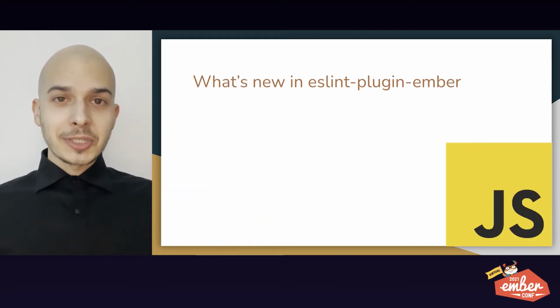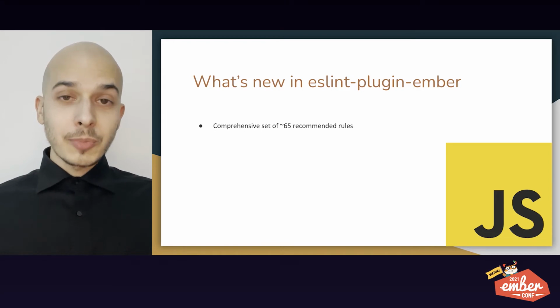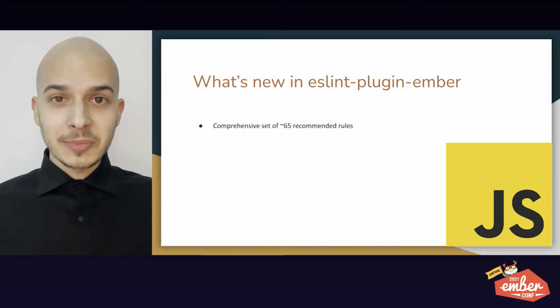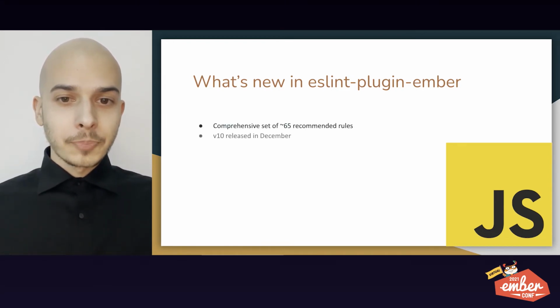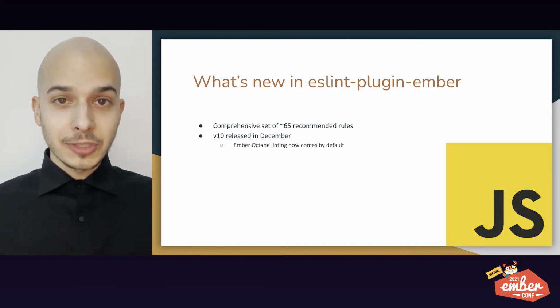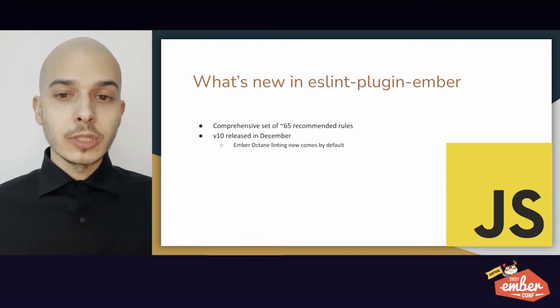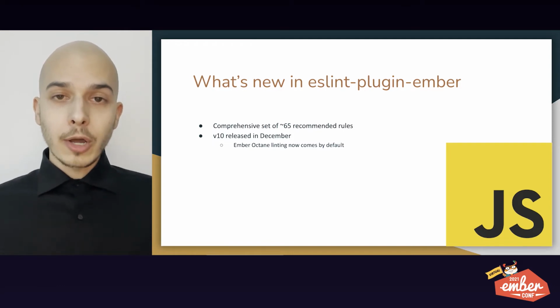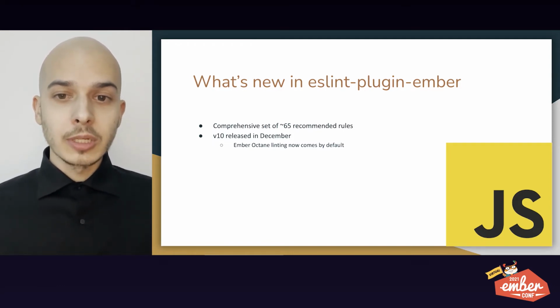So let's dive into ESLint plugin Ember. It's the JavaScript linting plugin for Ember, which is pretty mature at this point. It has over 60 recommended lint rules. The latest version comes with Ember Octane linting enabled by default. And this is really powerful because we can use linting alongside code mods to help us modernize existing applications and kind of guide them towards Ember Octane paradigms.